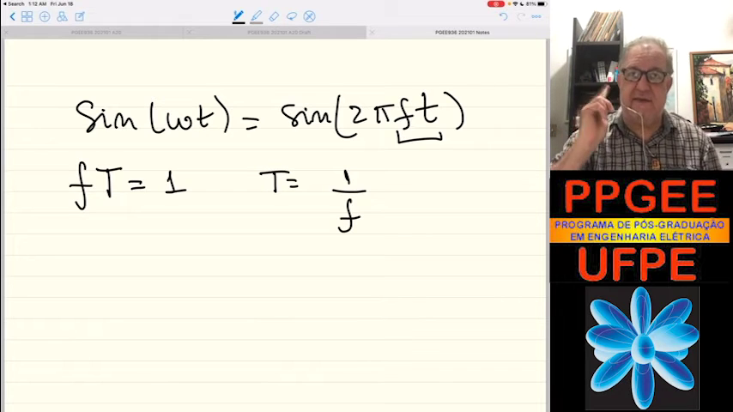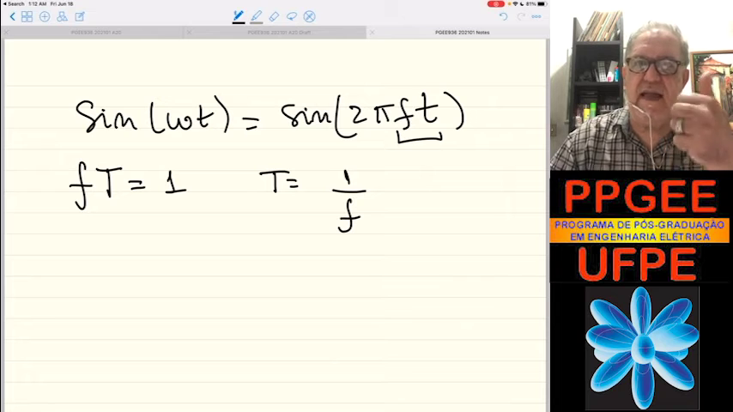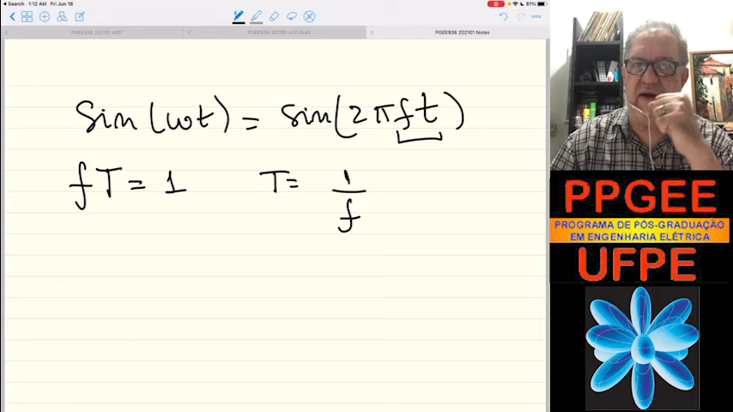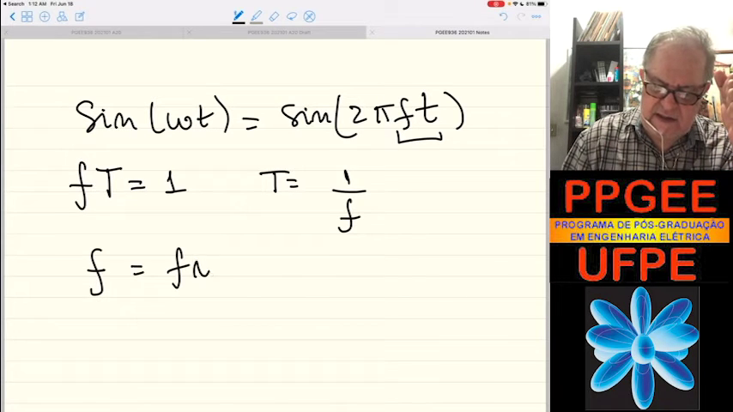So let's record the terminology, because we are going to have temporal frequency and spatial frequency. Okay, we are talking about temporal variation. So the frequency, this is called the frequency in hertz.